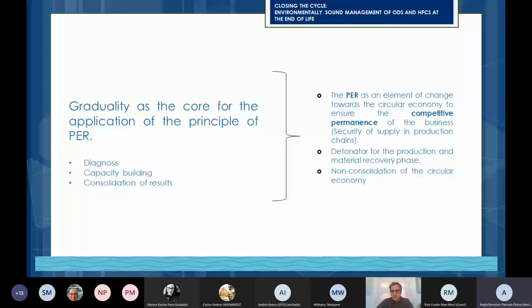As a conclusion, if we don't do PR gradually, it'll be more difficult to implement other elements or to move to circular economy. So we should not lose focus that this network is the seed, and then we will be able to close those cycles and bring a change in the way we do business. So to conclude, the next slide, please.